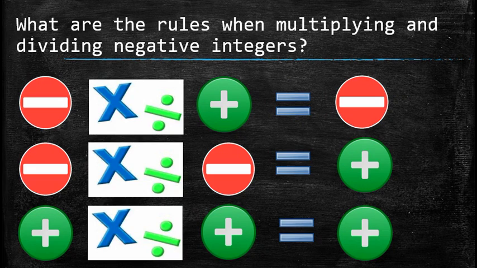Let's go through some rules when working with negative integers. When you're multiplying or dividing negative integers, the rules are the same, which is why I have multiply and divide on here. A negative number multiplied or divided by a positive number is a negative number. A negative number that is multiplied or divided by a negative number is a positive number. And of course, a positive number that is multiplied or divided by a positive number is a positive number.